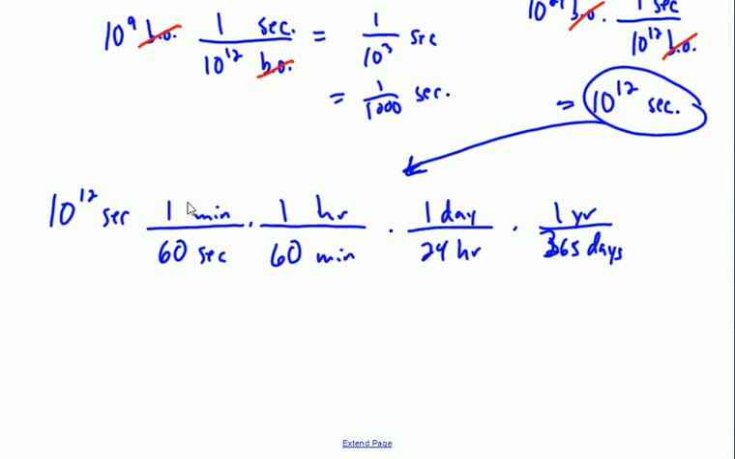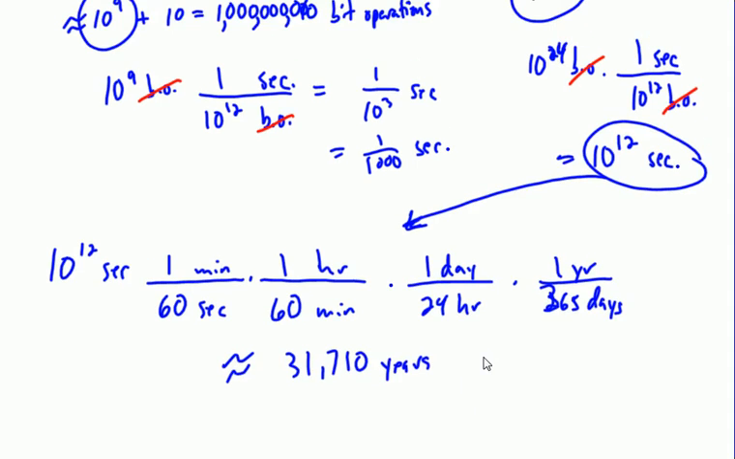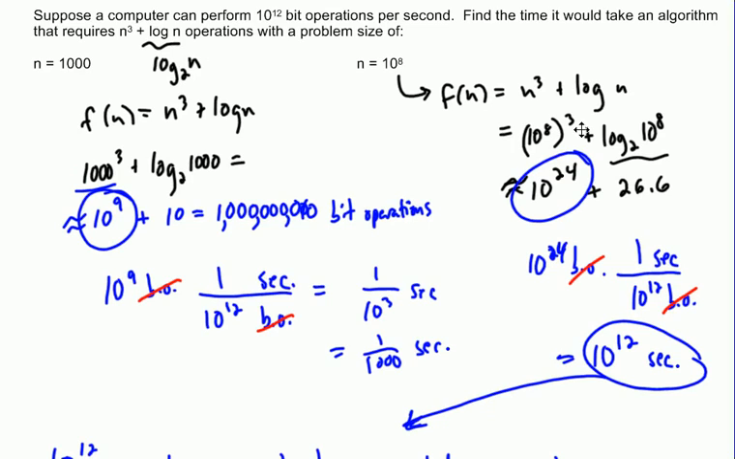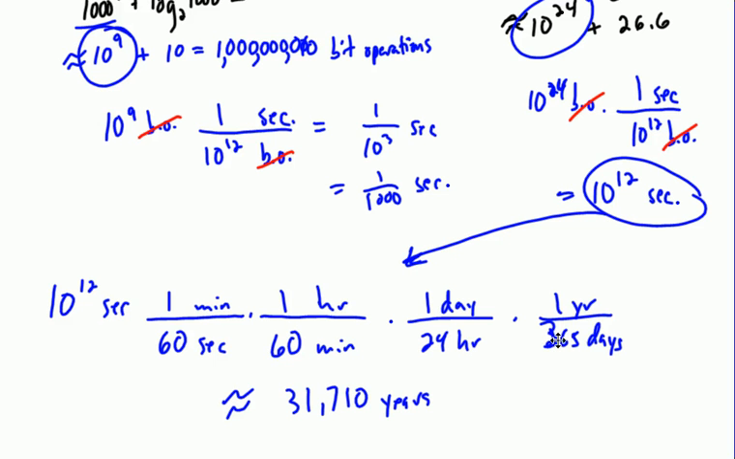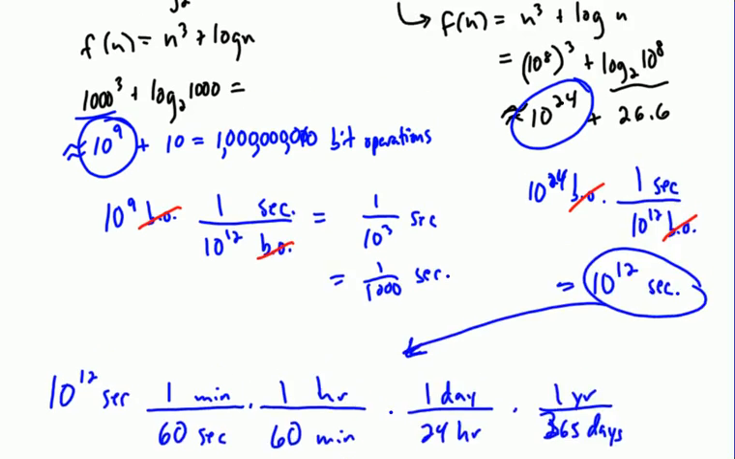We'll take this 10 to the 12th and divide it by 60, divided by 60, divided by 24, divided by 365. And if you get your calculator out, that will turn out to be roughly 31,710 years. Okay? So think about that for a minute. An algorithm, n cubed plus log n, on a problem of size 10 to the 8th, is going to take a long time to finish. That's simply just too long for a program to take to finish. Okay?